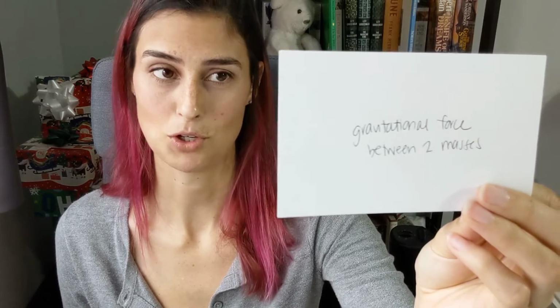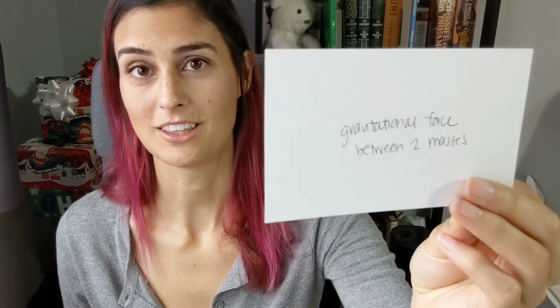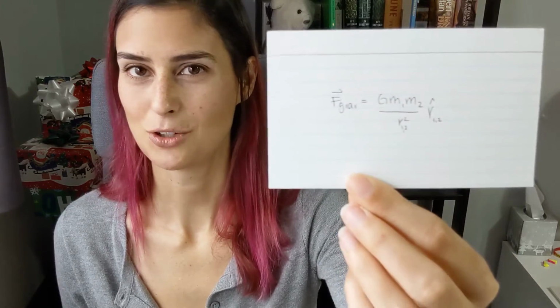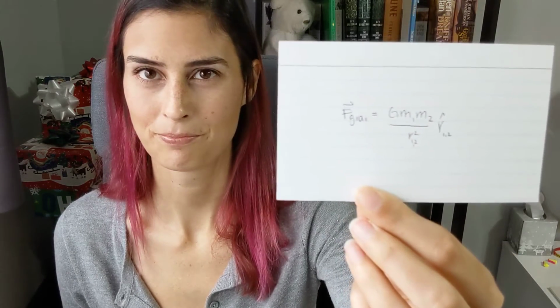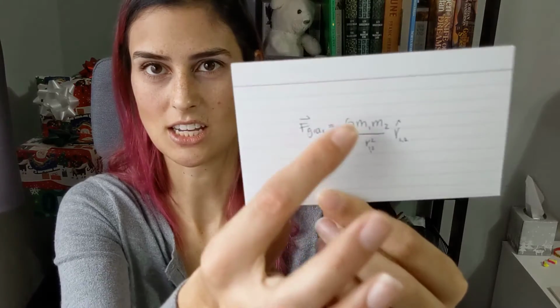The gravitational force between two masses, F sub g, is equal to G m1 m2 over r12 squared in the r12 hat direction. So this is Newton's very famous law of gravity, and G is the gravitational constant.